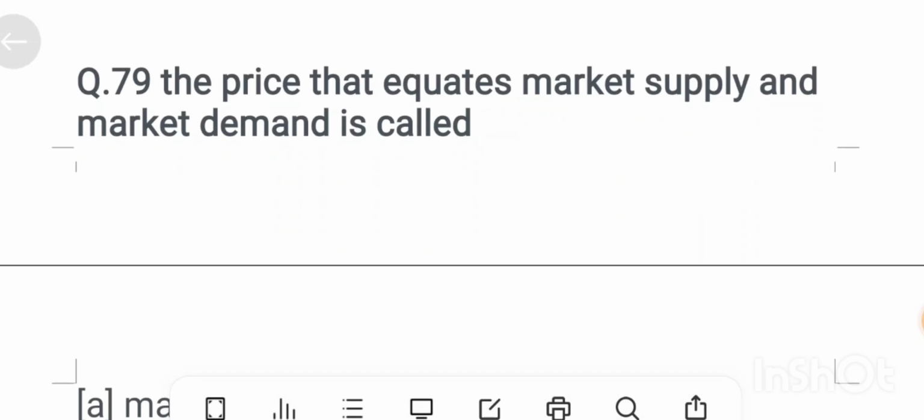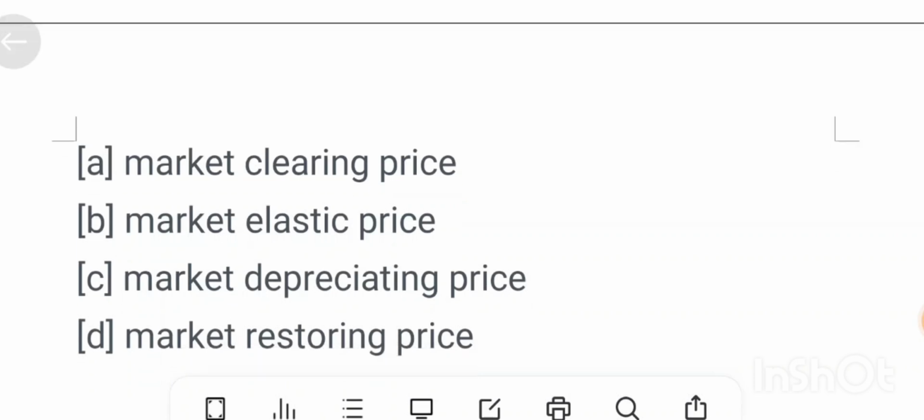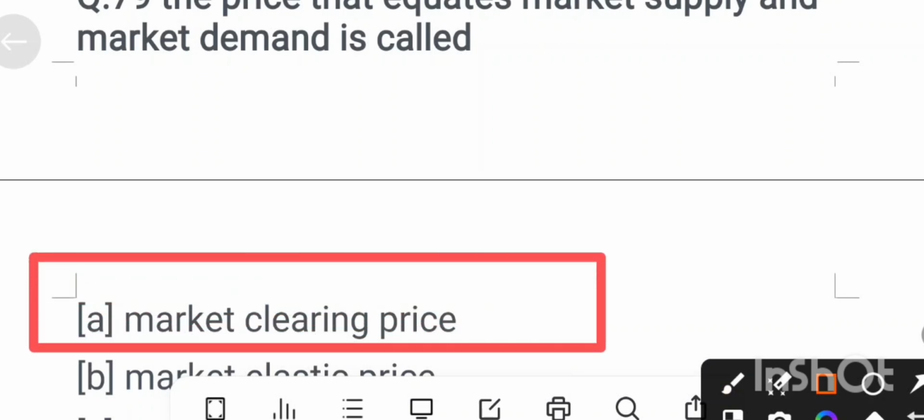Next question. The price that equates market supply and market demand is called: option A, market clearing price; option B, market elastic price; option C, market depreciating price; option D, market restoring price. Correct answer is option A, market clearing price. The price that equates market supply and market demand is called market clearing price. Next question.